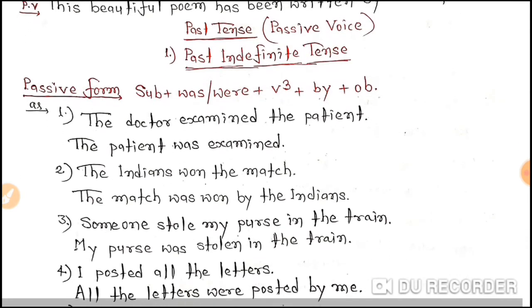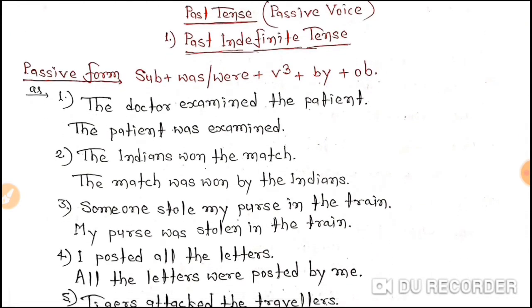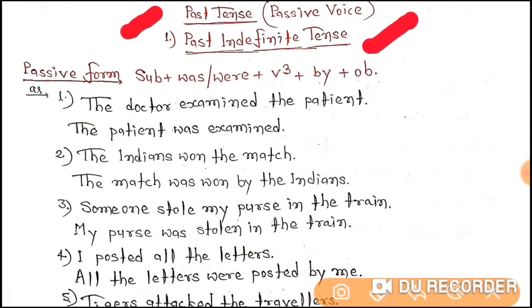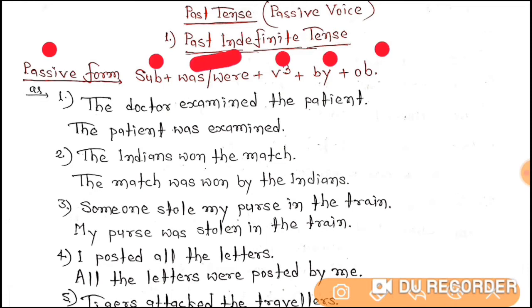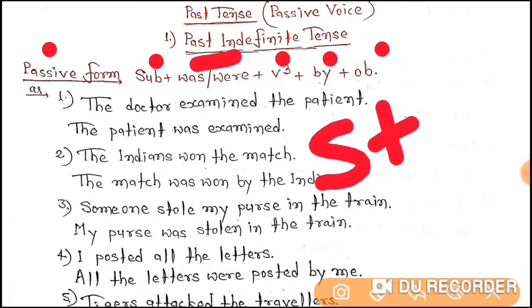Now let's start the second tense, past tense. The first one we have to start is past indefinite tense. So the past indefinite passive form is what? Subject, and then was/were, and then V3, by, and object. So students, in this past tense, you will get the subject, and immediately after the subject you will get the second form of the verb.